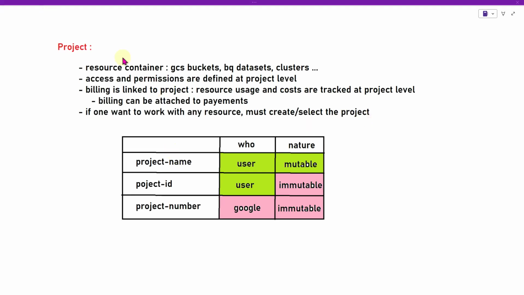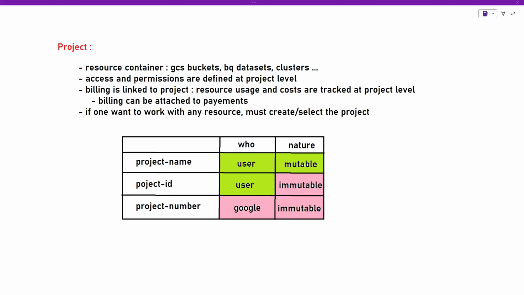While creating the project, we have to provide the project name, the project ID, and the project number. Project name can be provided by the user, and they can change it later also. Project ID provided by the user cannot be changed later. So, sir, the project ID I am giving today, will I be able to change it later? The answer is no. You cannot change the project ID once created. And project number is auto assigned by Google and cannot be changed later either.